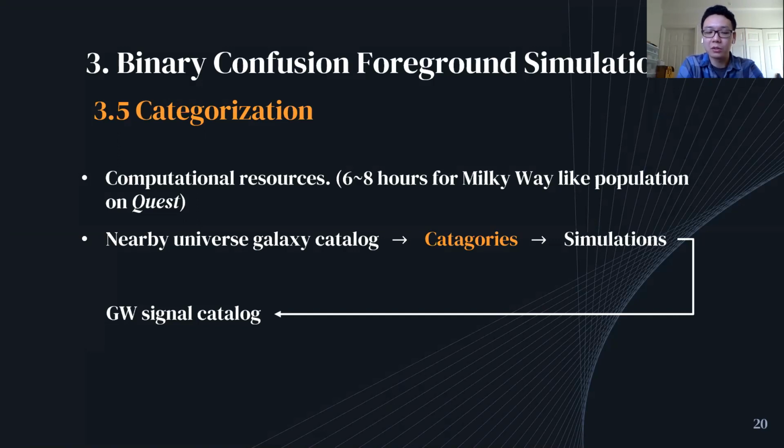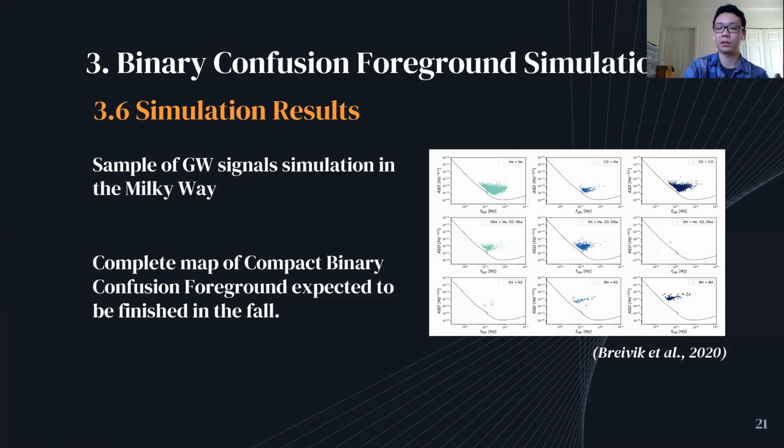So in our simulation, we categorize the sources into groups, and we break the nearby universe catalog into several categories with similar properties, like metallicity. We generate one fixed population for the whole category, then apply astrophysical parameters to the members of this group. In the end, we merge them to form the complete gravitational wave signal catalog back together. So we are expecting, in the end, to have a simulated realistic extragalactic binary population.